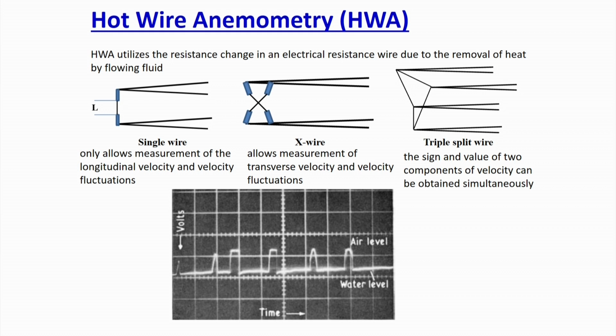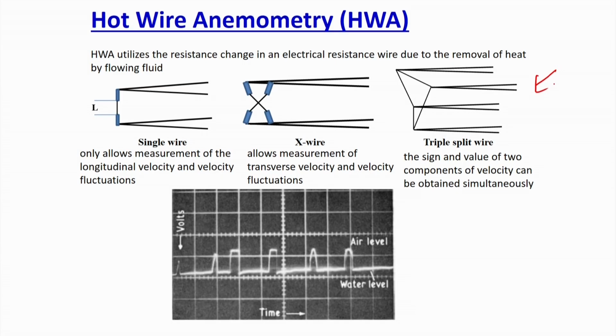Definitely the single wire has very limited use, because most multi-phase flow has at least 2-dimensional velocity, if not 3. Even if you assume theta directional symmetry, you will have 3-dimensional velocity or at least 2-dimensional velocity. So, you need to use either a triplet or an X wire. Most of the time the triple split wire is used in multi-phase flow.